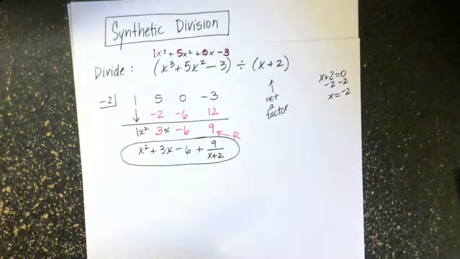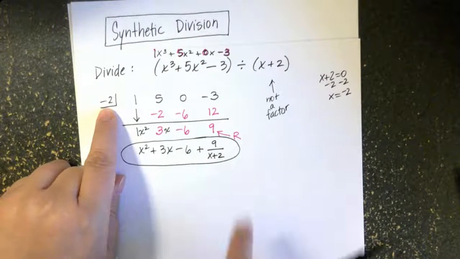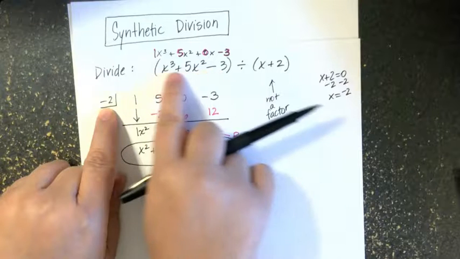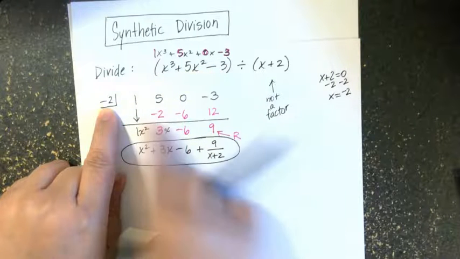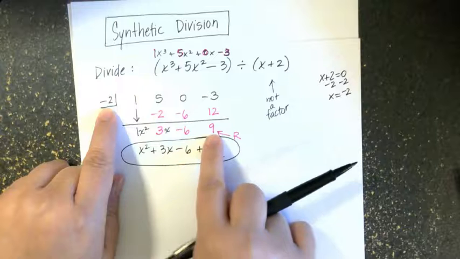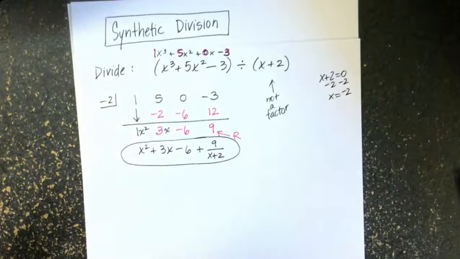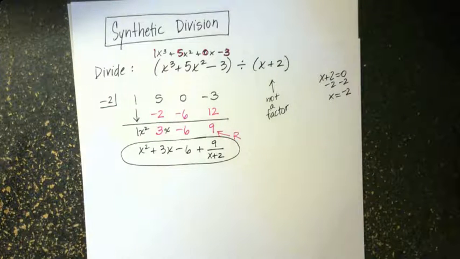If somebody asked me, is negative 2 a root of this polynomial, the dividend, I would do synthetic division exactly like I did and say, no, it's not, because I got a remainder that was not 0. All right, let's go ahead and do a couple more examples.